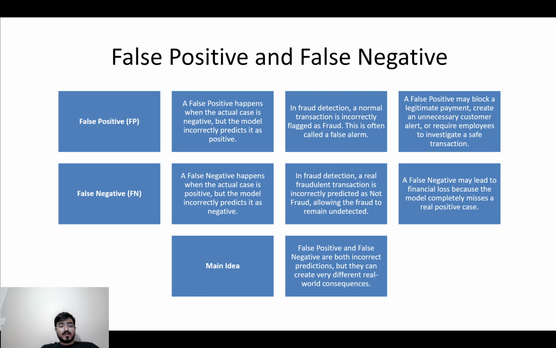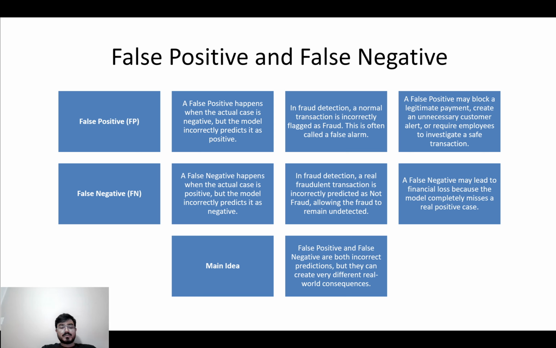In our fraud detection example, imagine a transaction is actually normal, but the model predicts fraud. The system incorrectly treats a legitimate transaction as suspicious. This is called a false positive, and it is often referred to as a false alarm. False positives can create unnecessary work for employees, inconvenience customers, and sometimes even block legitimate transactions until they are reviewed.